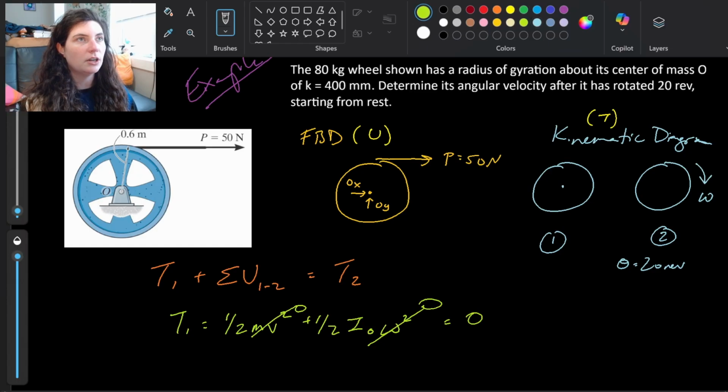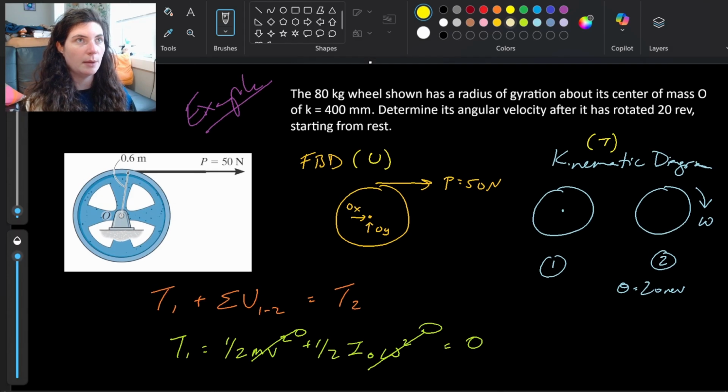Then we'll go ahead and look at our work. I'm just realizing my free body diagram is missing a force. I need to add that on here. My weight is a force. I thought I captured everything at O, but I didn't. There's a weight force at O. This drum has a weight. This wheel has a weight of 80 kilograms times 9.81. Sorry. It's going to be important because we're going to do our work calculation and we need to know all of the forces that are doing work.